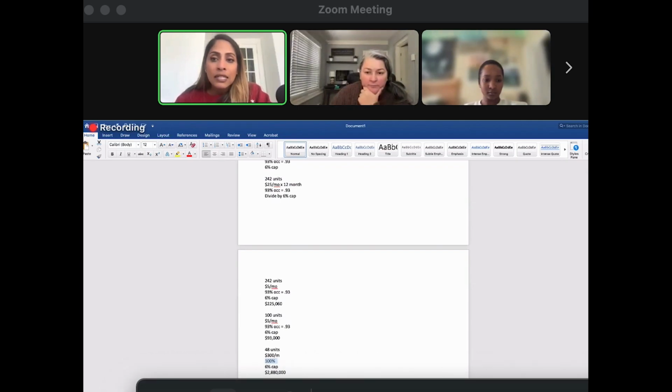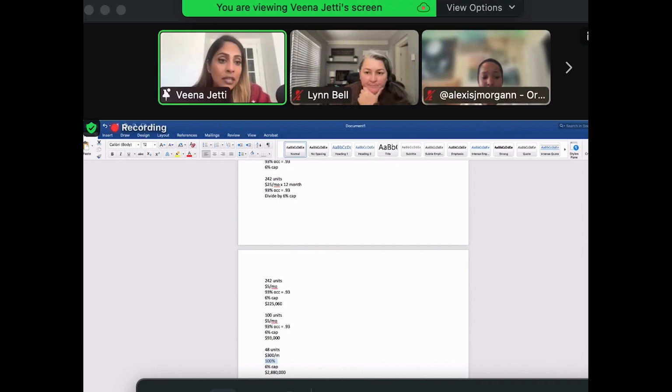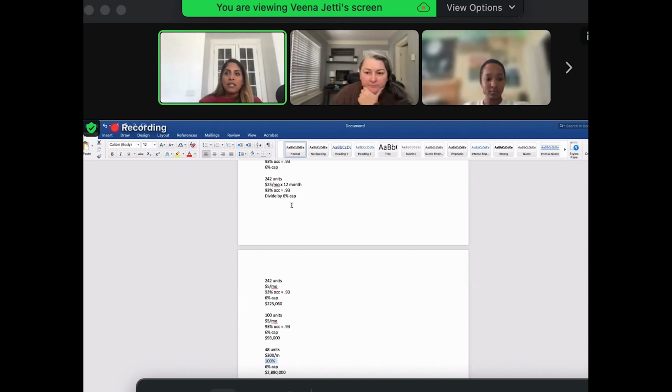Jessica asked, is it typical to raise rents that many, by $100, immediately? The answer to that is yes and no. On this, it's going to take us probably a full 12 months because we're 100% occupied. But on this example, we're going to start with the 7% that are vacant.